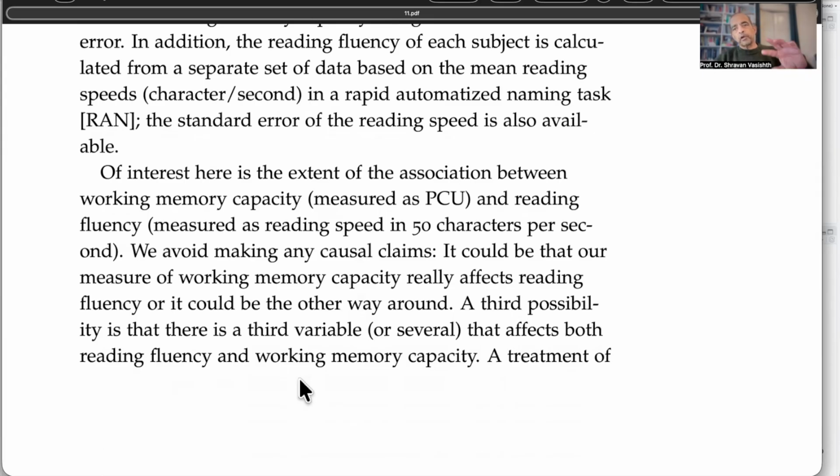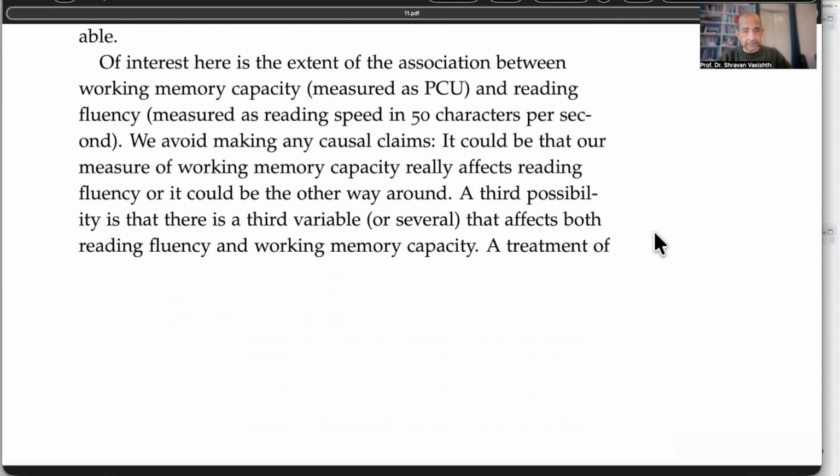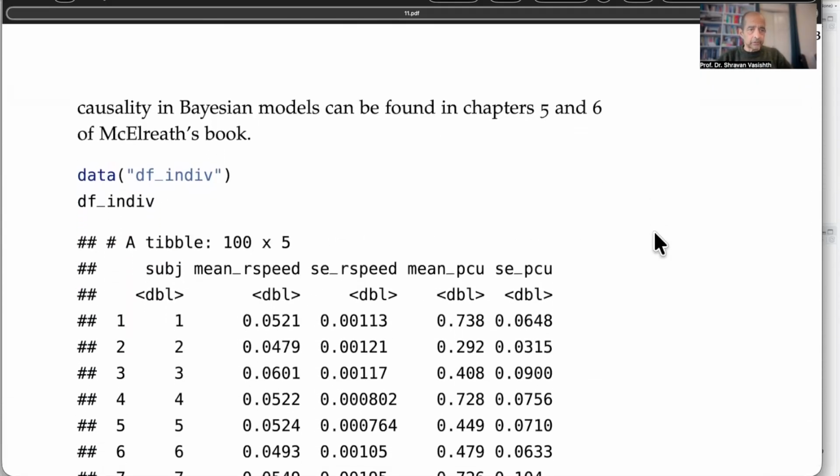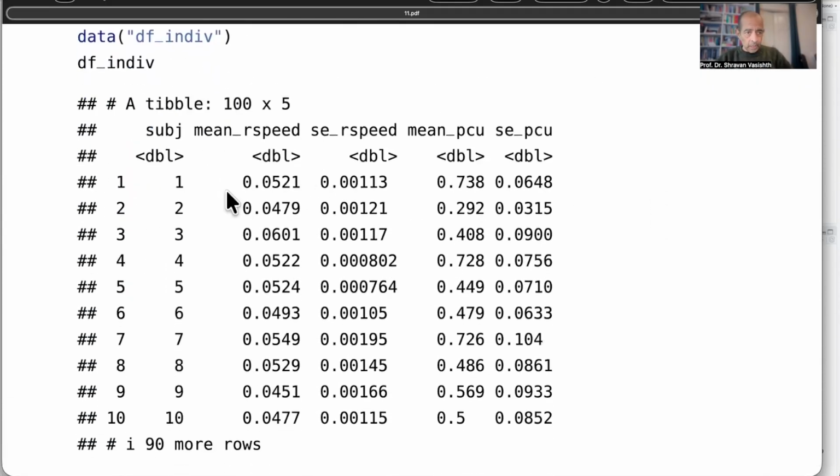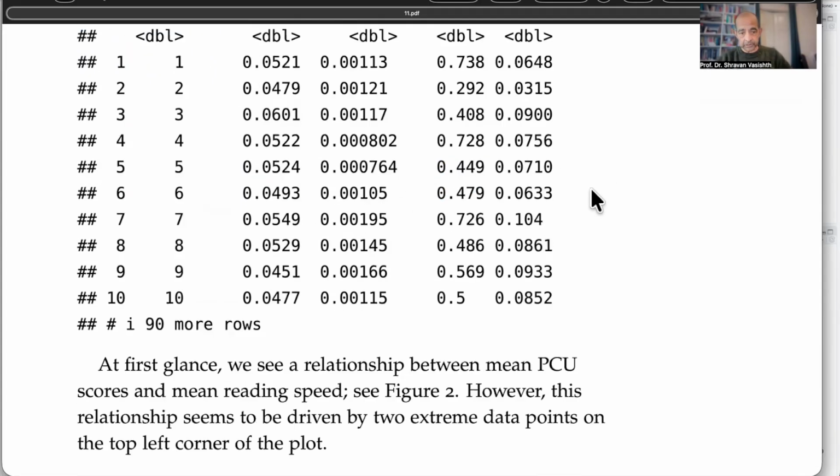Okay, so what we want to know is there an association between working memory capacity as measured with the PCU scores, measured with some error, and the reading speed, which is also measured with some error, because there are multiple estimates, multiple data points from each subject, so you can calculate the standard error also for that subject, right? So the data look like this. We got the reading speed and we got the standard error on that. We got the mean PCU for each subject. See, each row is one subject. So we have only one data point from each subject for reading speed and PCU, but each of these is measured with some error. Okay, so we're going to take those errors into account.